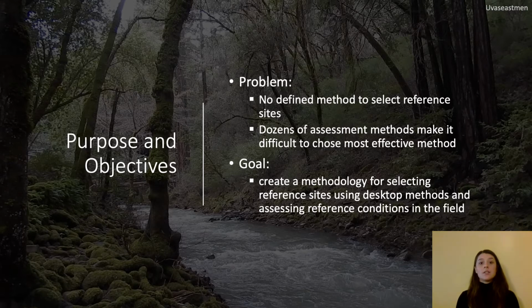In addition, due to the plethora of riparian and vegetation condition assessment methods that exist, it is difficult to know which method will provide you with valuable data for mitigation and restoration planning. Therefore, the goal of this study is to recommend a methodology for selecting high-quality reference ecosystems using desktop methods and to identify an effective assessment method to determine ambient environmental conditions.